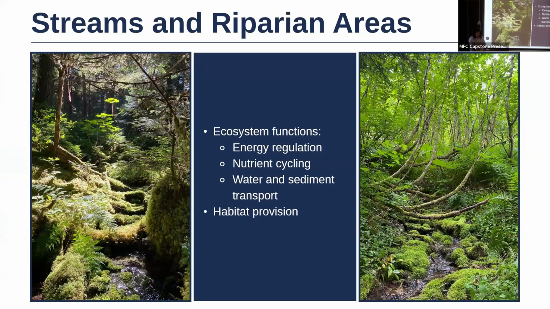Streams and their adjacent riparian areas are important because they perform various essential ecosystem functions such as energy regulation and control, nutrient cycling, water sedimentation and transport, and habitat provision. Small streams support unique species that are not found in other areas of the watershed, such as amphibians, invertebrates, and aquatic insects, while larger streams provide fish habitat.